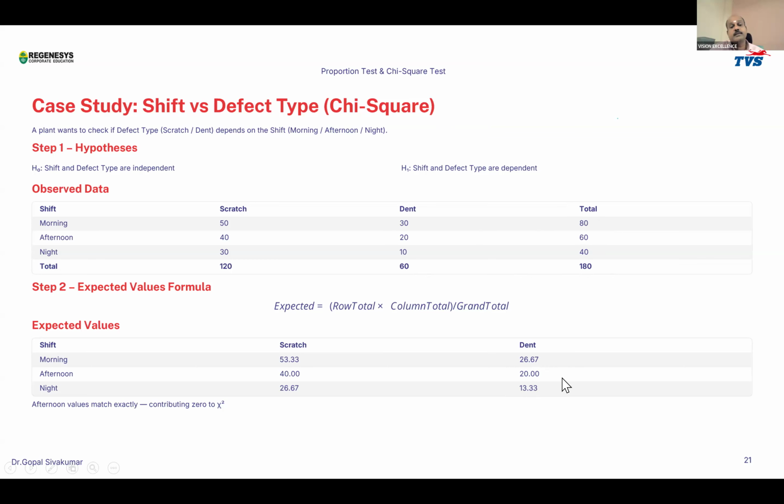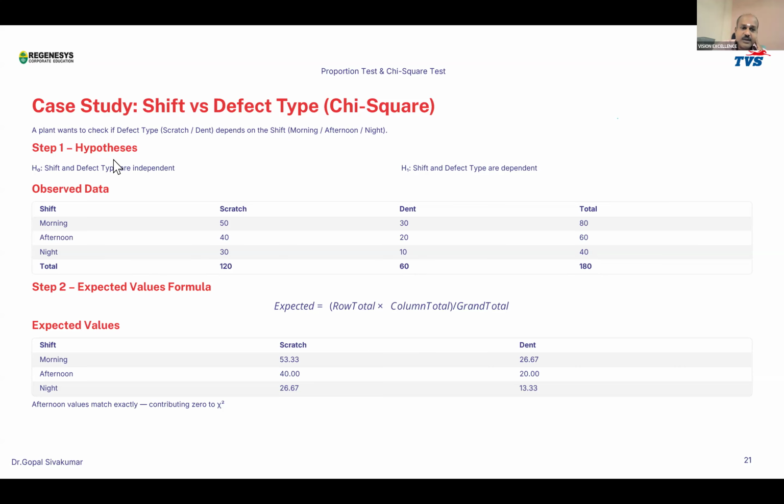13.33 is applicable for what? Day shift or afternoon shift or night shift? Night shift dent. The expected number of dents for night shift is row total 40, column total 60 divided by 180. So these are the number of defect scratches expected in morning shift.